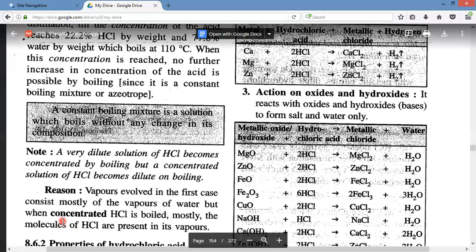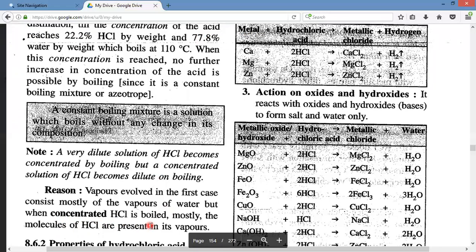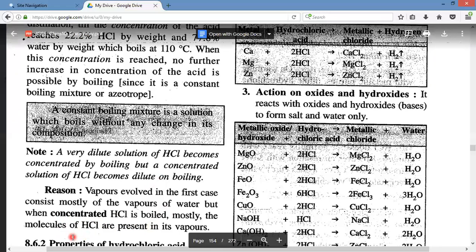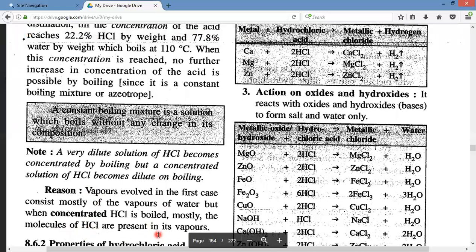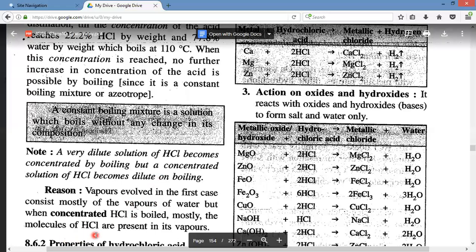And when concentrated HCl is boiled, then what will happen? The molecules of HCl are present in this vapor, because the concentration of HCl is more here. When we are boiling it, the HCl will move up, meaning the vapors of HCl are moving up, and by this again the dilute solution of HCl is forming, meaning vice versa it is going on, but the vapor difference is there.